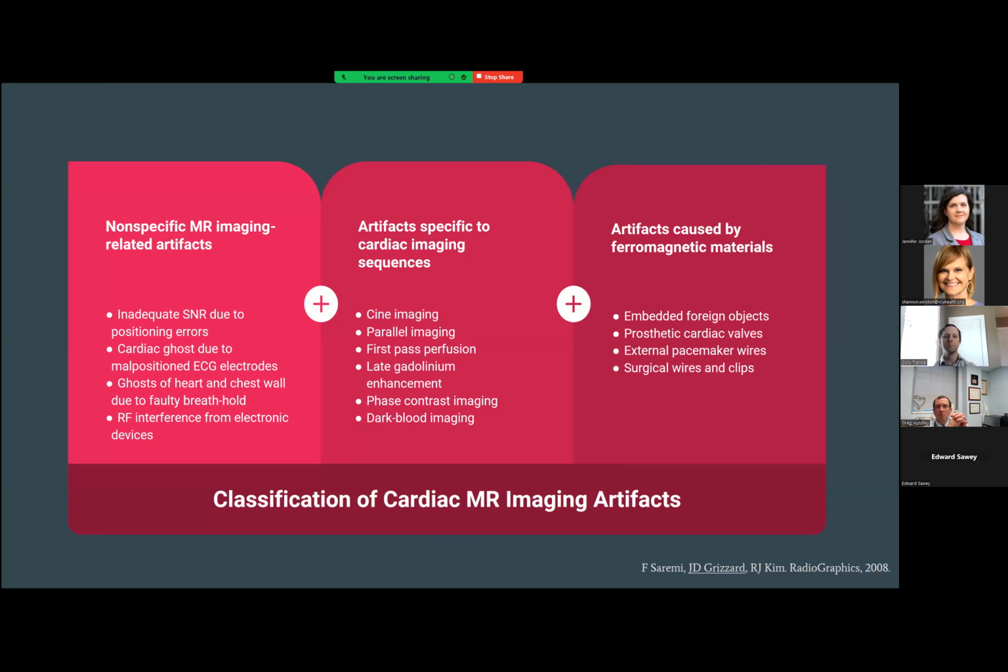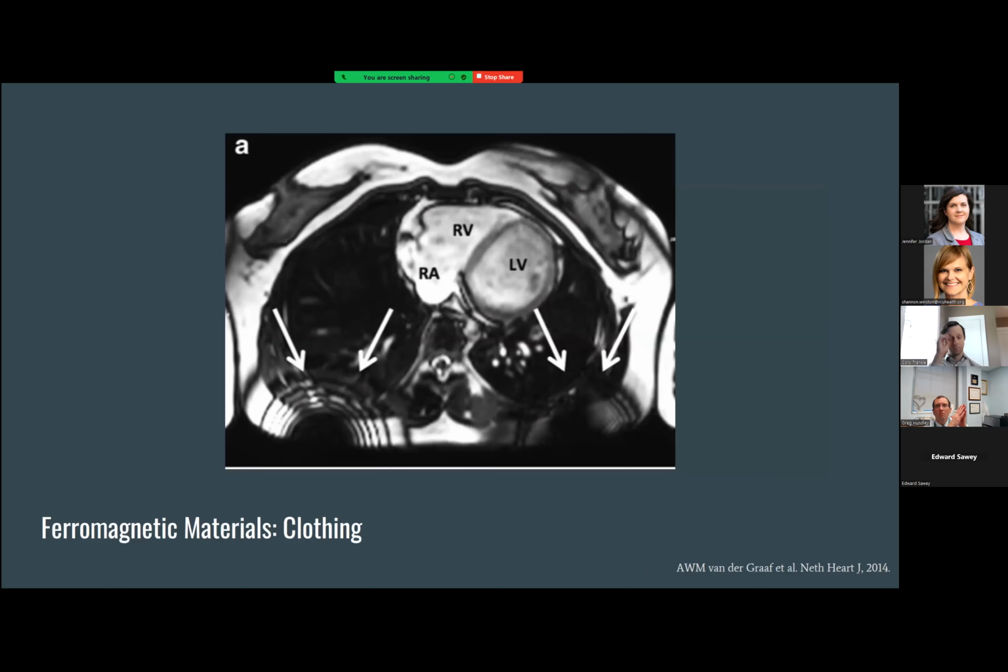There's also some artifacts that are caused by ferromagnetic materials, like our valves, our pacemaker wires, surgical clips. So we'll look through a couple of examples of things that could be external or embedded ferromagnetic materials that cause artifacts and how to identify them. So this is a case here of a patient that had an artifact. You can see the two artifacts on the back, left and right here.